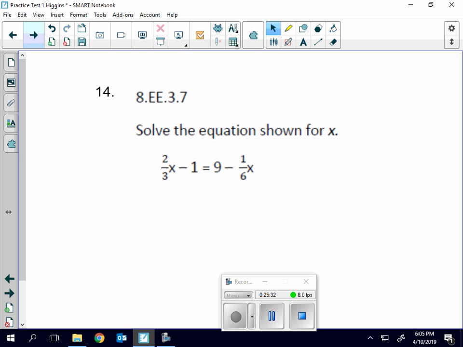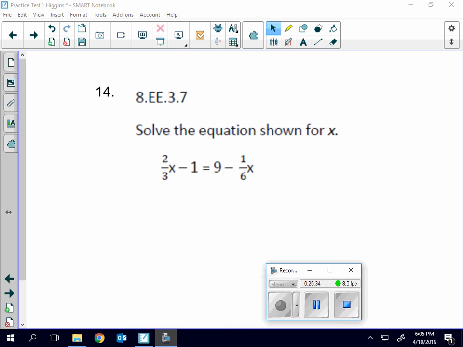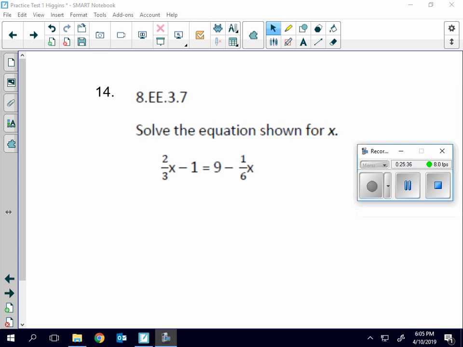All right, number 14. We are going to solve this equation. We need to solve for x. There are multiple ways to do this. You can clear the fraction, but you know what? I'm just going to leave the fractions there. We're going to deal with the fractions.